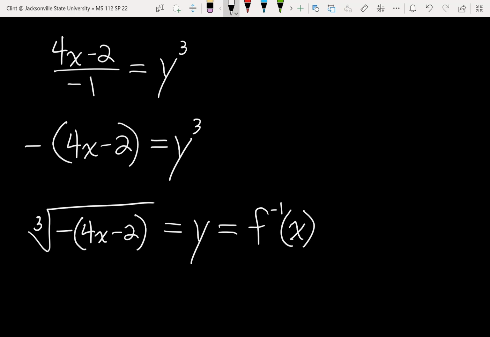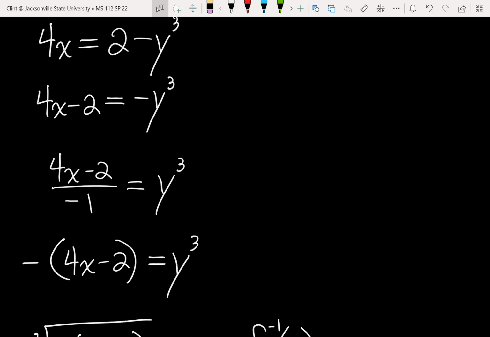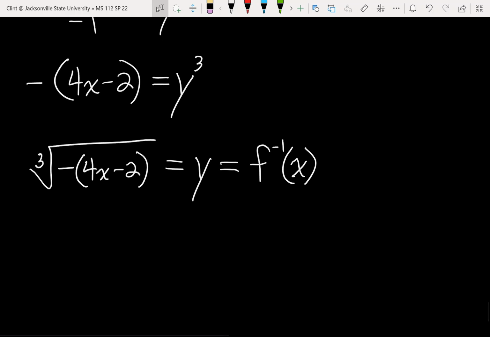And then the other way I was thinking, just to give you another option, you could go ahead and take the cube root of both sides here. You would have the cube root of this equals negative y, and then you could divide by negative 1. The only difference at the end would be that the minus sign is outside of the cube root, and since it's a cube root, that's the same thing.